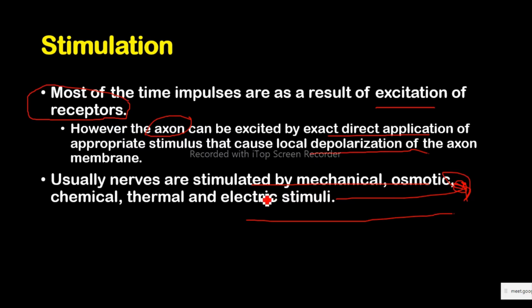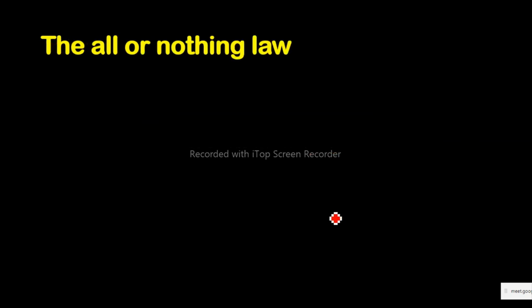Usually nerves are stimulated by mechanical, osmotic, chemical, thermal, and electric stimuli, and these are the stimuli that are within our surroundings. If it is not mechanical, for example touch, then it is heat, then it is chemical. For example, somebody might put on a deodorant and you are stimulated. If you are hypersensitive or allergic, then you respond to it. Or it could be an electrical stimulus, depending.